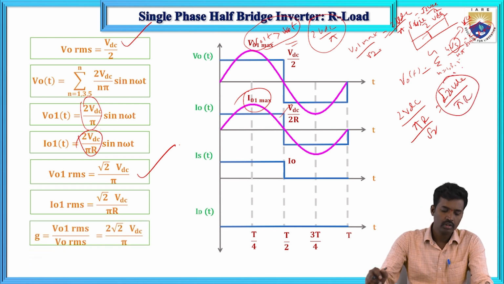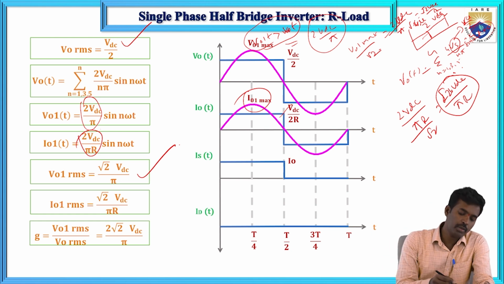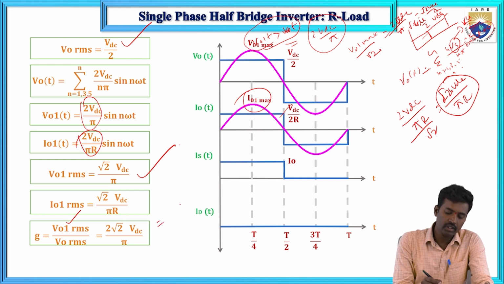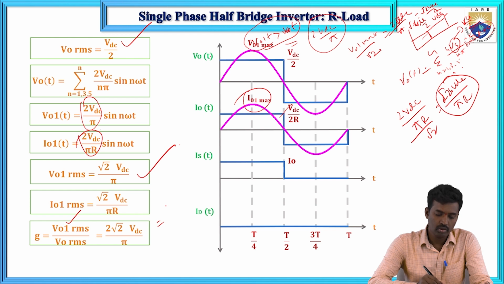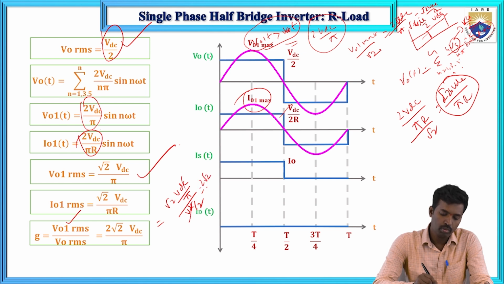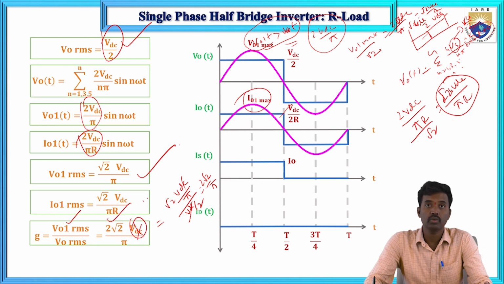Now the distortion factor, G equals V01, the RMS value of the fundamental component of voltage, divided by the total output voltage V0. So how will you calculate that? It equals root 2 VDC by pi divided by VDC by 2. So VDC gets cancelled, and 2 root 2 by pi is the distortion factor.